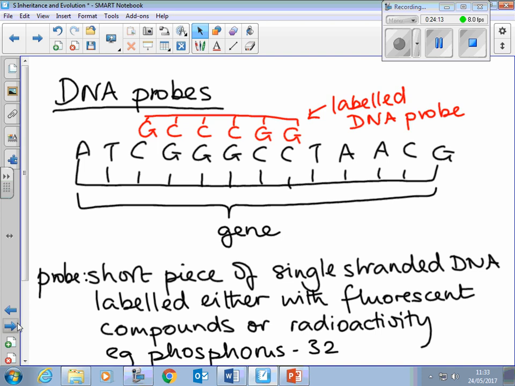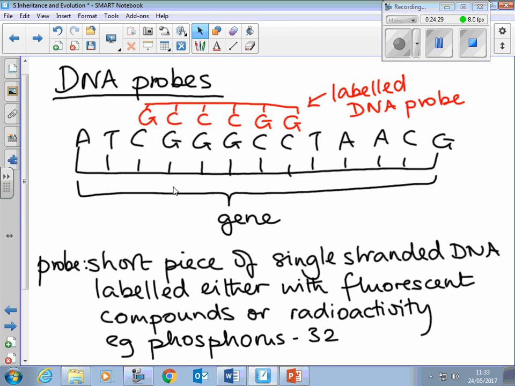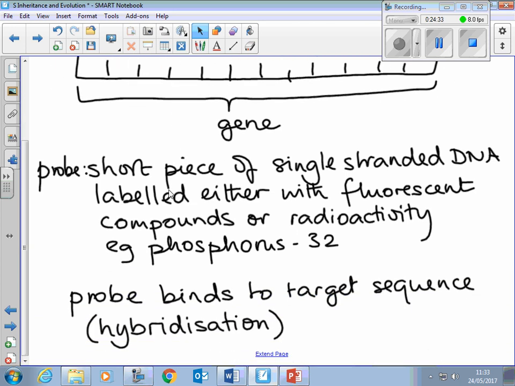The DNA probes bit is actually 3.1, isn't it? So what's meant by that? Well, it's just this radioactively or fluorescently labeled piece of single-stranded DNA with a complementary code to a target sequence that we're looking for. So a little definition of it, if you like.